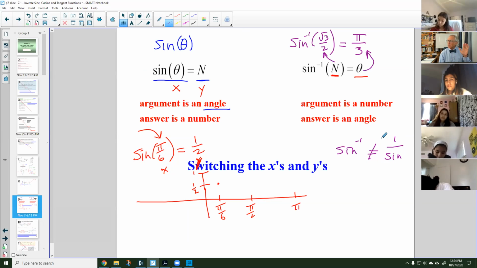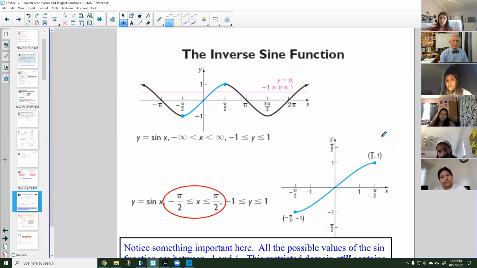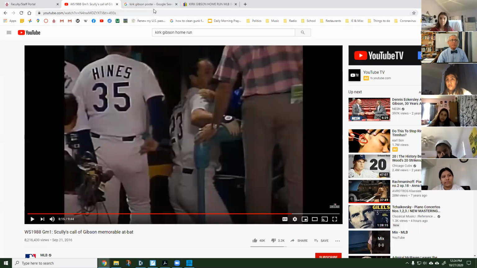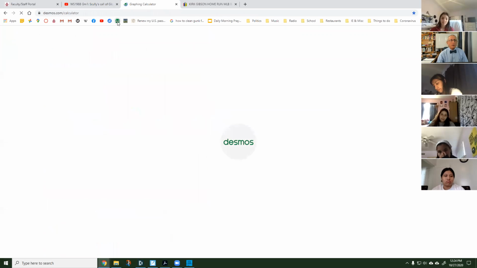All right, we okay with that? All right, so I want to look at one more thing here. Before we get to a problem, we're going to have to look at one more issue with inverse trigonometric functions. So I'm going to not do Kirk Gibson anymore, but I'm going to get Desmos out here.